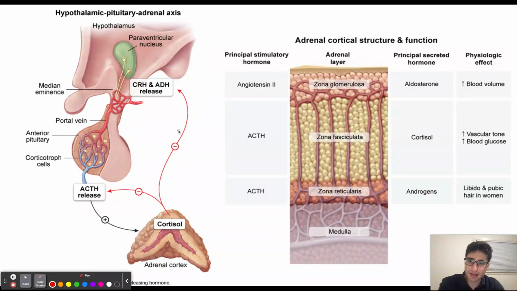Now, in response to stress, the hypothalamus is going to be stimulated to produce CRH. Now, CRH is going to go down to the anterior pituitary to stimulate corticotroph cells to produce ACTH. And ACTH is then going to go down to the adrenal cortex, where it can then act on the zona fasciculata as well as the zona reticularis. And the function of zona fasciculata is going to be to secrete cortisol, which is a glucocorticoid.